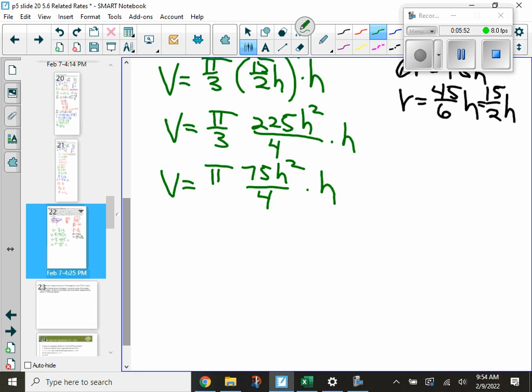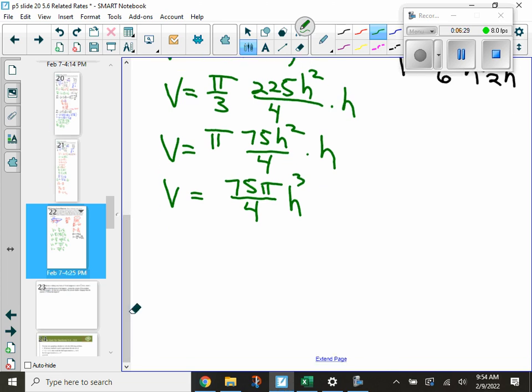So let's make it even a little bit easier to work with. I'm going to call this volume is equal to 75 pi over 4 h cubed. So I took 75 over 4 and combined it with the pi, so I have a nice constant right there, and then I took my h squared times my h and got h cubed.